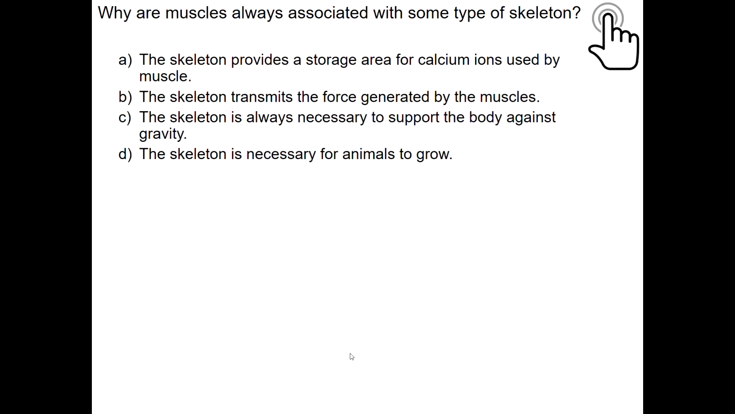So, our last few clicker questions for today. Why are muscles always associated with some type of skeleton? A, the skeleton provides a storage area for calcium ions used by muscles. B, the skeleton transmits the force generated by the muscles. C, the skeleton is always necessary to support the body against gravity. Or D, the skeleton is necessary for animals to grow. So I want you to pause this video and answer the 5th question below.